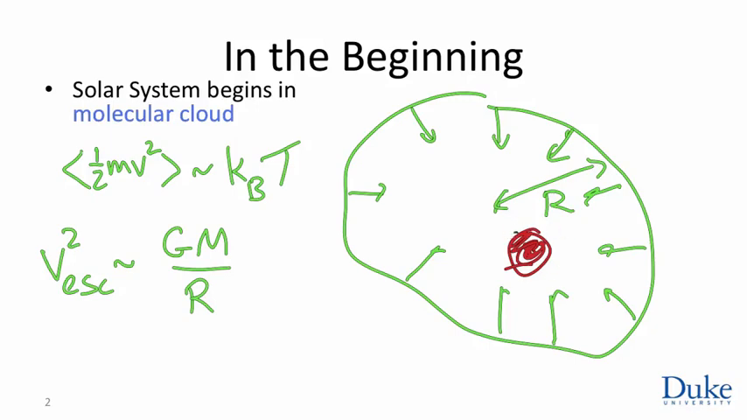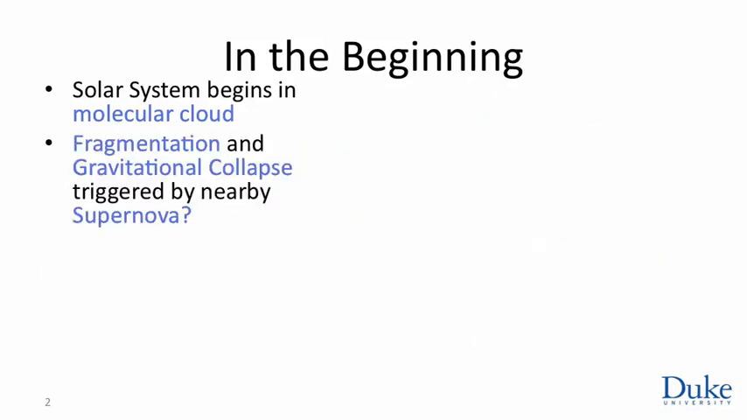So what caused one region of the cloud to be dense? Well, we think it was a shock wave created by the explosion of a supernova. In fact, probably more than one nearby, and we'll see how that might have happened again later in the class. This causes the great big cloud to break up into fragments and triggers the collapse of these fragments.